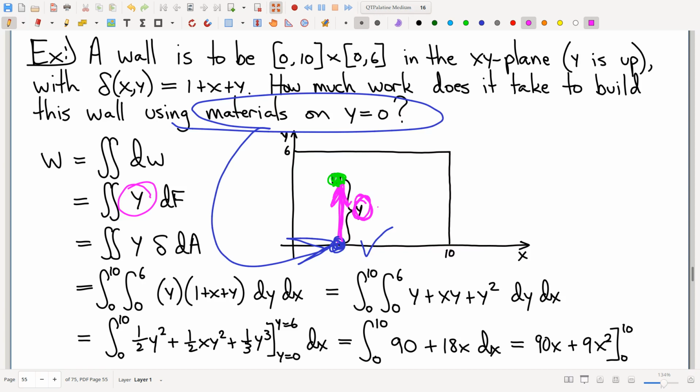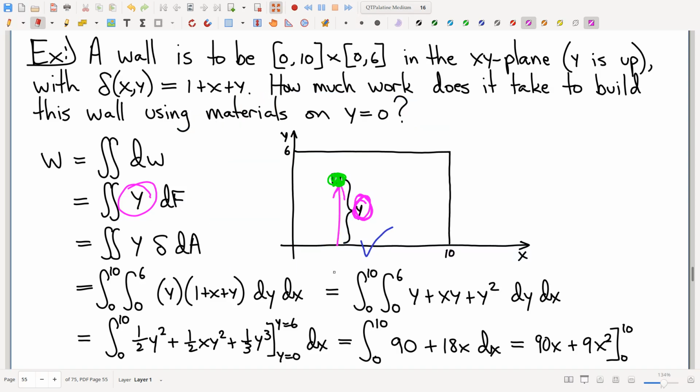Otherwise, if they were sitting on a table that had height 2, then they wouldn't be here, they'd be here, and that distance would be y minus 2. Is that cool? Yeah. We're trying to build a wall, but we're lifting stones inside the wall. Like that stone would be inside the wall.